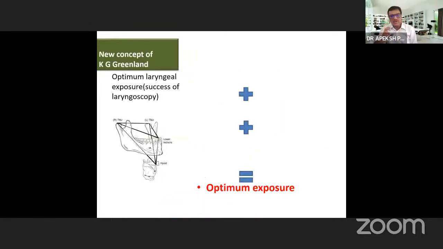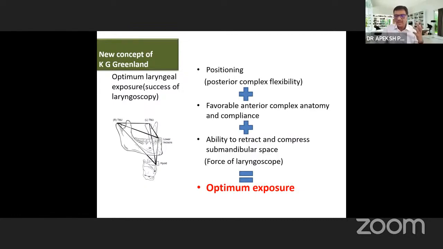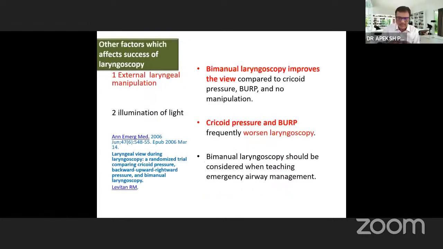So in short, the success of laryngoscopy is the summation of one, positioning, meaning posterior complex flexibility. Second, favorable anterior complex anatomy and compliance. And third, our ability to retract and compress the submandibular tissue. If these three things are in place at one time, then we will be able to have an optimal laryngeal view. And many other factors affect the laryngeal view.